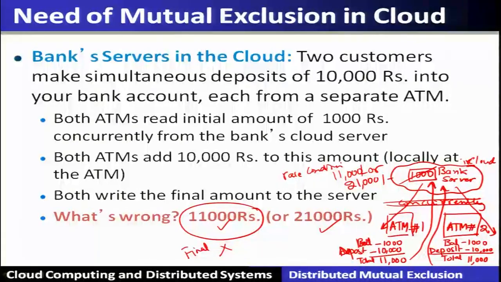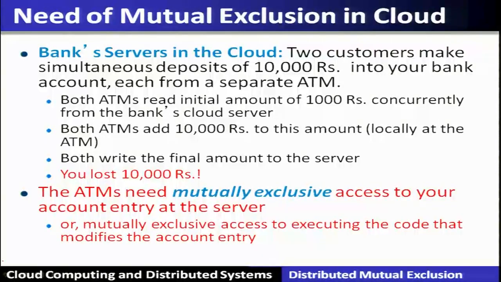and this can be solved with the help of accessing this particular section, which is called a critical section, which is nothing but the code which allows the access to this particular value of your bank account. That is the problem in this mode of operation. So what is the issue? What is the problem? The ATMs need mutually exclusive access to your bank account entry, which is located at the cloud. So that means one at a time.